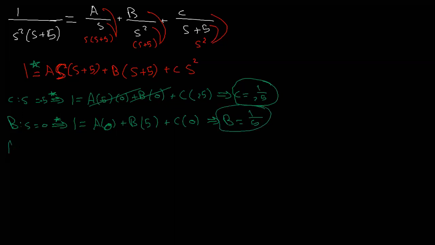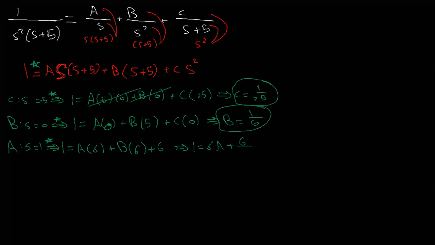How to find A? Give S any value, so S equal 1 maybe. That will give me an equation star: 1 equal A times 1 times 6 plus B times 6 plus C times 1. That will give me 1 equal 6A plus 6B.